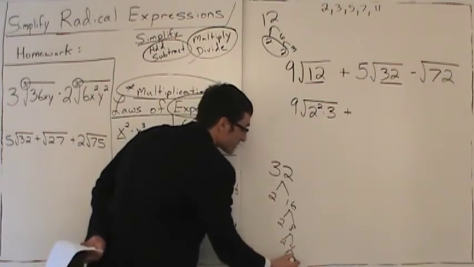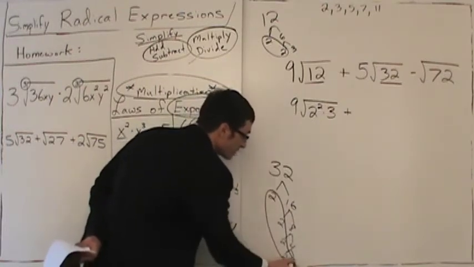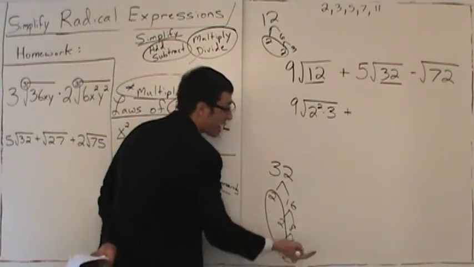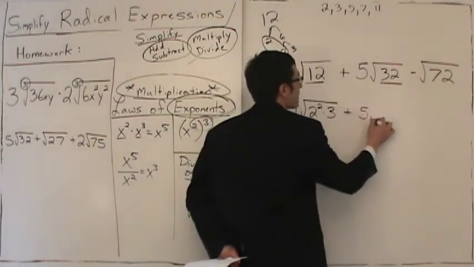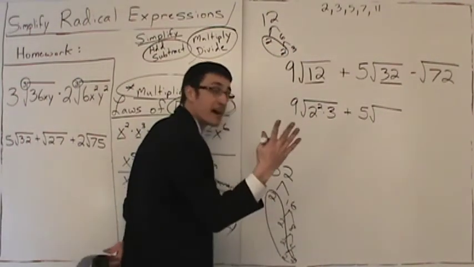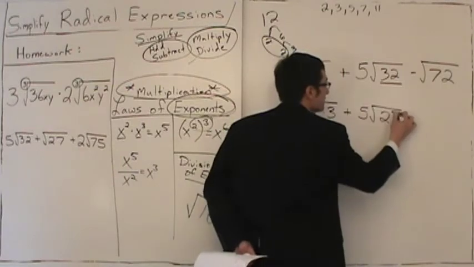And 4 is 2 times 2. How many 2's multiply to give 32? You should start to memorize this the more you do this. 1, 2, 3, 4, 5 2's. So we're going to write this as 5 square root, not 32, but how many 2's multiply to give 32? There are 5 2's. So 2 to the 5th.